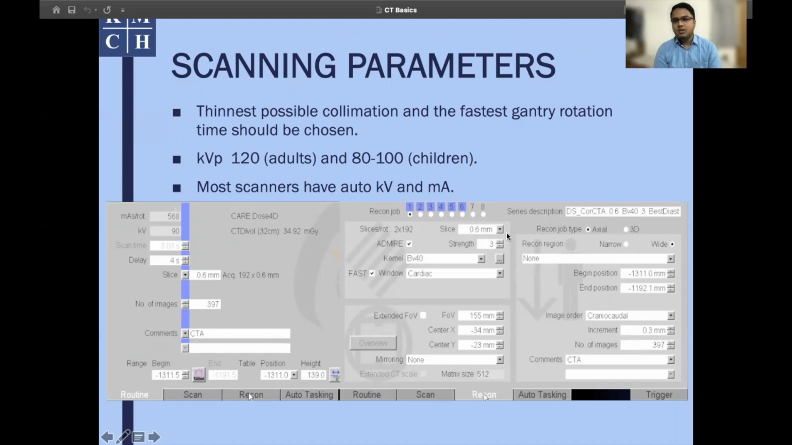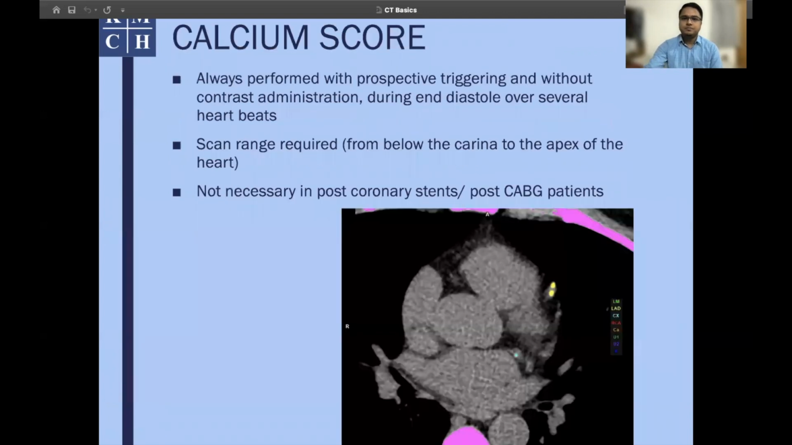This is because when you keep a slice increment of half of the slice thickness, there will be overlapping data between your axial slices, and this will result in good quality curved MPR images when you're doing post reconstruction.